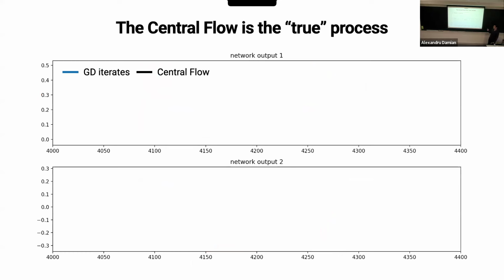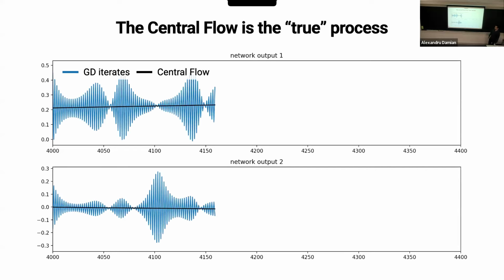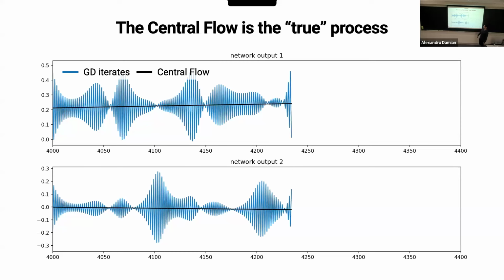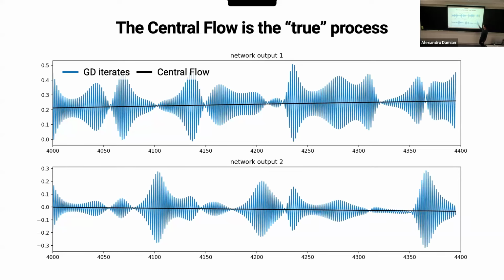The other claim that I want to make is that gradient descent itself should be treated, almost philosophically, as a noisy perturbation of the central flow. To make this point, I'm going to show two network outputs. These are the logits of the network, the probabilities it's assigning to different classes over time. You get a plot that looks like this. Gradient descent is oscillating like crazy in a really strange pattern, while the central flow evolves smoothly and predicts the time average as it should.